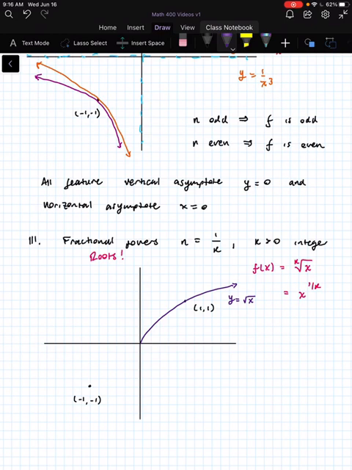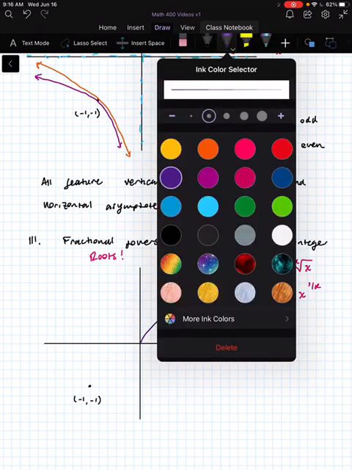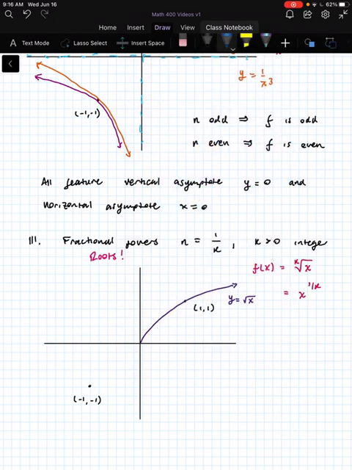Notice that it starts at the origin. It does not have a left half. However, x to the 1/3 power does. So it looks more like this.